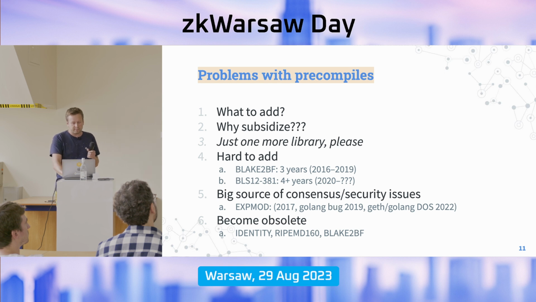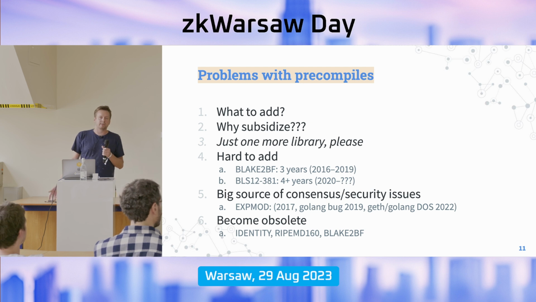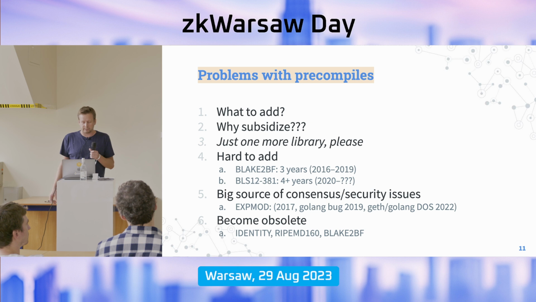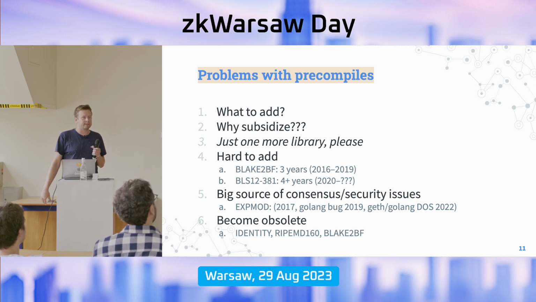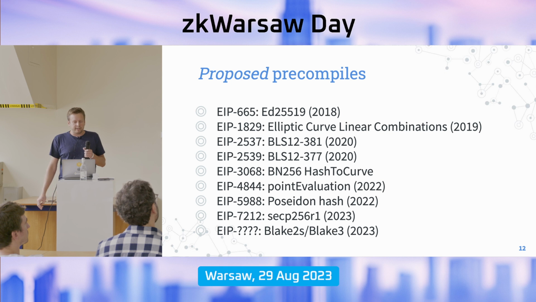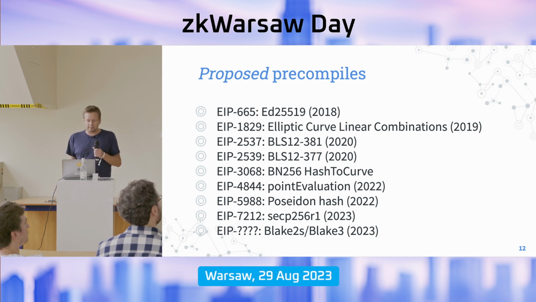So the last problem I want to mention with the precompiles is that part of them are already obsolete, but they have to be maintained because they are part of the protocol. Like, for example, Blake2, we were waiting for it, as I mentioned, for 3 years, and it's already obsolete.